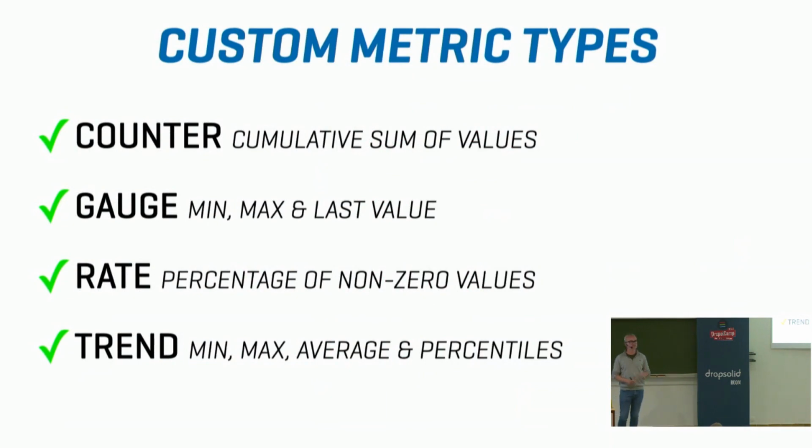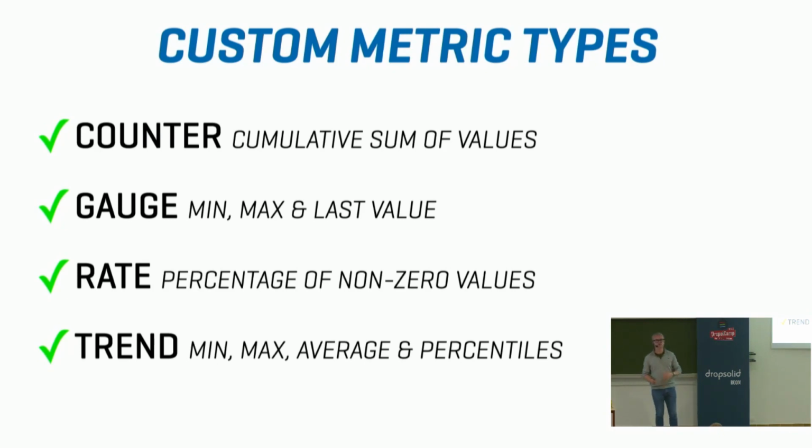But there's more than counters. Counters only increase. What if you want the current value? That's where a gauge comes into play. Gauges can also be custom defined, and a lot of these metrics that you've seen before are gauges. They collect the last value, but also keep track of the minimum and the maximum value, and you can use that. A rate is, as literally defined here, a percentage of non-zero values.